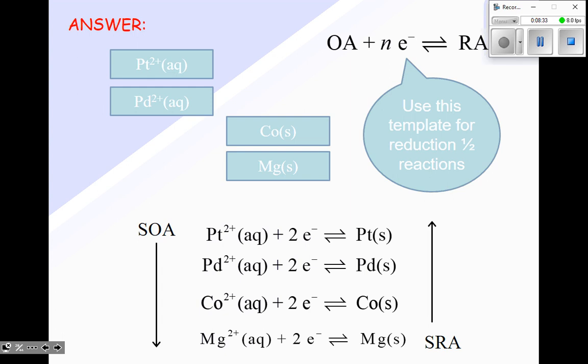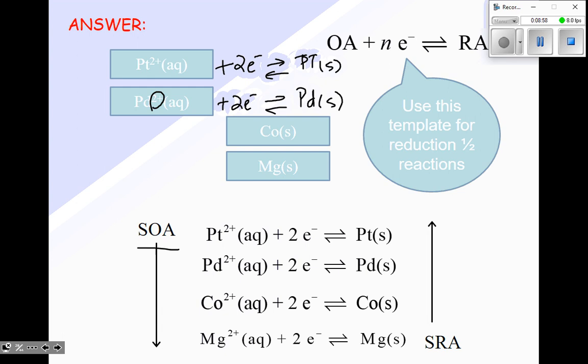Oxidizing agent plus number of electrons is going to give you the reducing agent. So you fill in your electrons. This Pt guy here also has to gain 2 electrons to become Pd solid, okay, and so on and so on. And then, of course, you have your strongest oxidizing agent at the top, strongest reducing agent on the bottom.